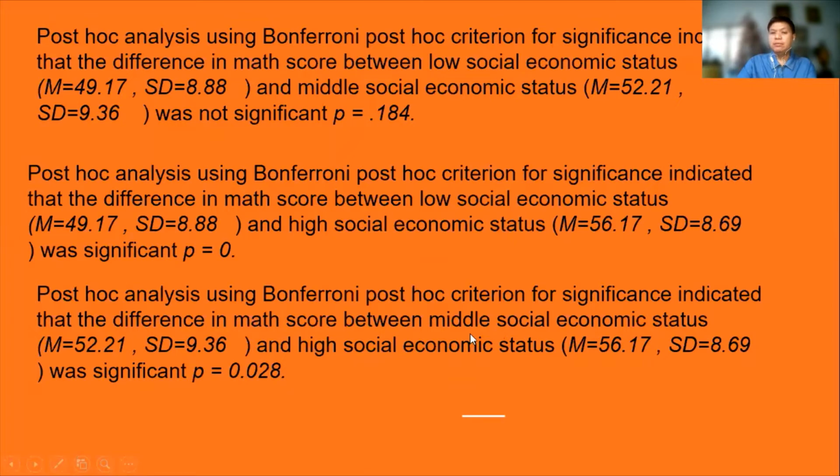And then lastly, you have to compare the middle versus the high SES students. So you say post hoc analysis using Bonferroni post hoc criterion for significance indicated that the difference in math score between the middle SES, which is 52.21 with a standard deviation of 9.36, and high social economic status, mean of 56.17 with a standard deviation of 8.69. Was it significant? Yes, it was significant because the p-value was 0.028. So that is how you interpret.